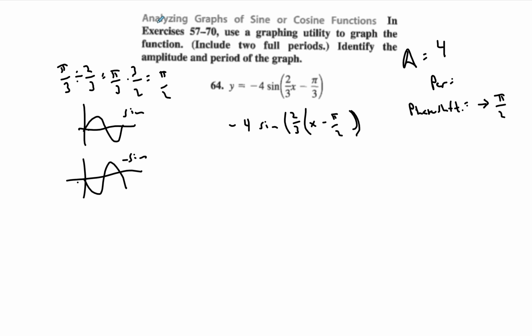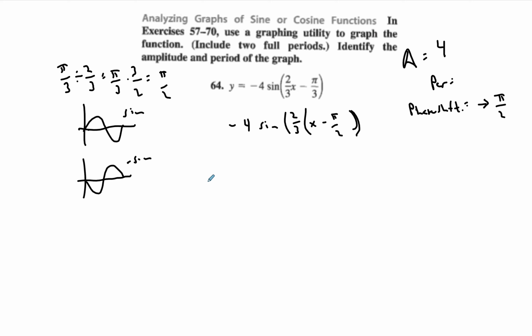Let me back that up. Reflected sine would still start at 0, but it would go down first, then up. So you can see that this has been reflected over the axis. That's what that negative is going to do.